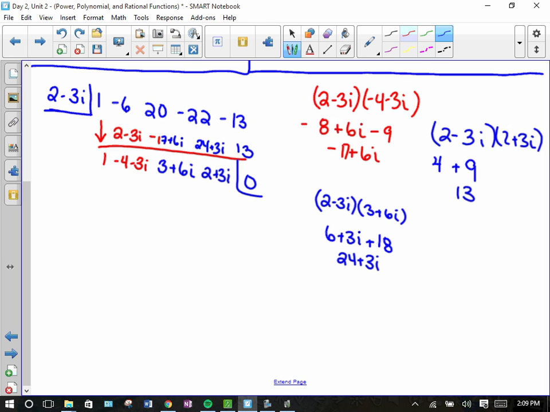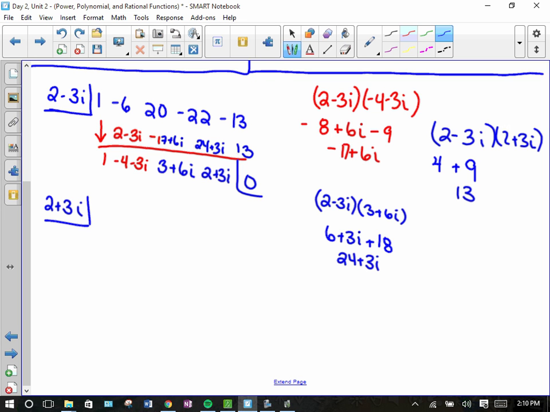Yeah, so the next thing we're going to do is, so we know 2 minus 3i is a 0. What else do we know is a 0? Conjugates come in pairs. What's the conjugate of 2 minus 3i? And that tells me 2 plus 3i has to be a 0.